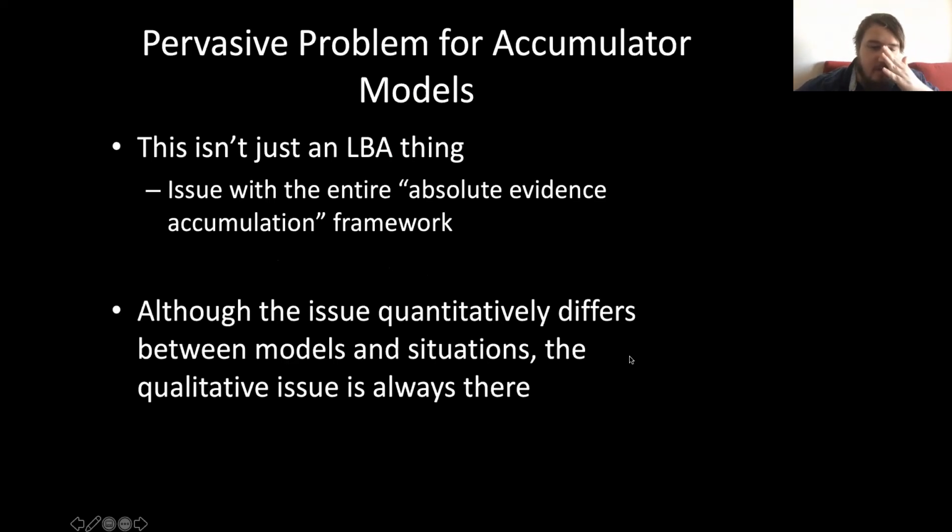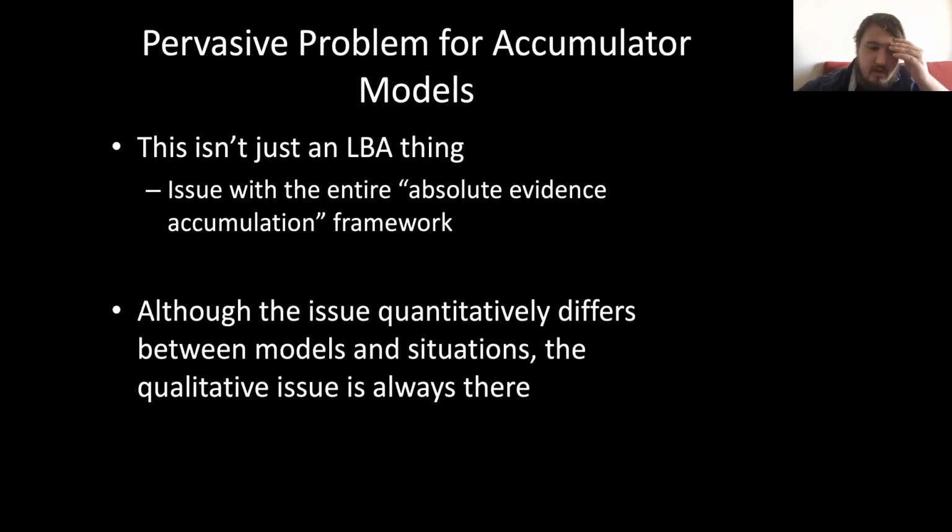And so it seems no matter which of these absolute evidence accumulation framework models you're using, no matter which of these accumulator models you're using, you keep getting this issue. It's a pervasive problem for accumulator models. It's not just an LBA thing. There is an issue in this framework that makes differences between conditions and threshold unidentifiable, something that people have very commonly in the past attempted to measure and attempted to assess.